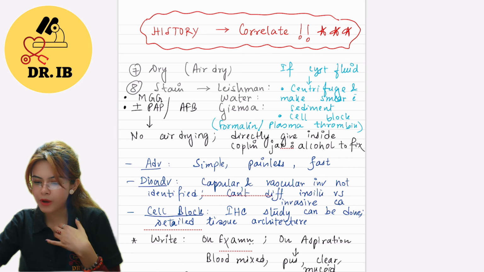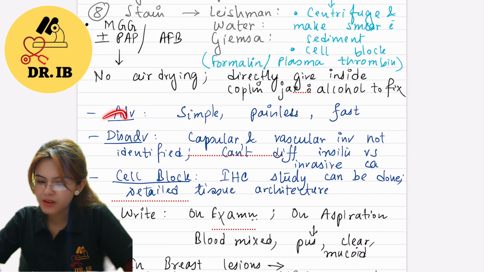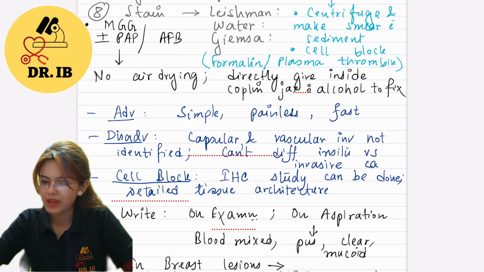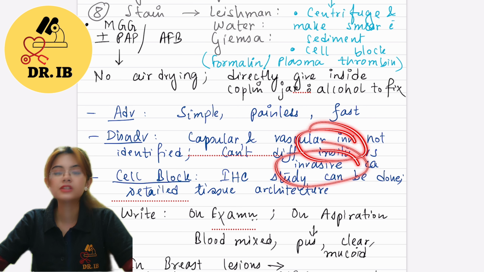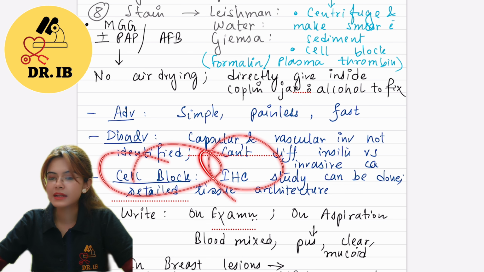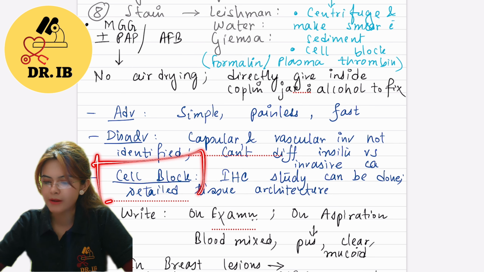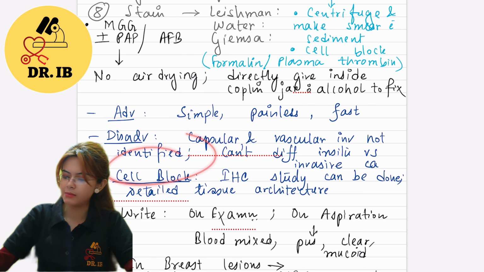Now some extra points. Yes, advantages: very simple, painless, fast. Disadvantage is that you cannot differentiate between capsular and vascular invasion. You cannot differentiate between in situ and invasive carcinoma. In a cell block, yes, IHC study can be done. That is why cell block is a better option. Whenever you have the opportunity to do that, please make a cell block.